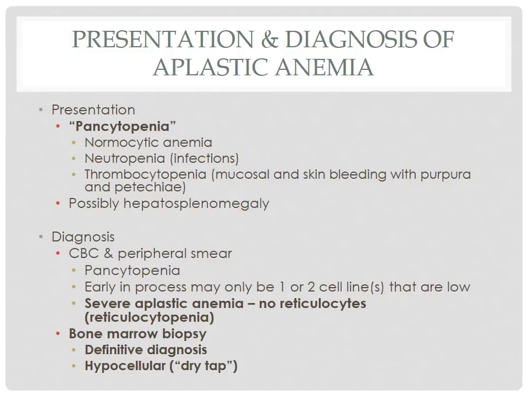In the diagnosis of aplastic anemia, the CBC and peripheral smear will show the pancytopenia. Early in the process, it is possible that maybe one or two of the cell lines will only be low. You may not have all three of them in the beginning. And if you have severe aplastic anemia, there will be no reticulocytes. The definitive diagnosis for aplastic anemia is the bone marrow biopsy, and this will show a hypocellular bone tissue. And this is also referred to as a dry tap, meaning that there are no cells and the reserves are completely depleted.